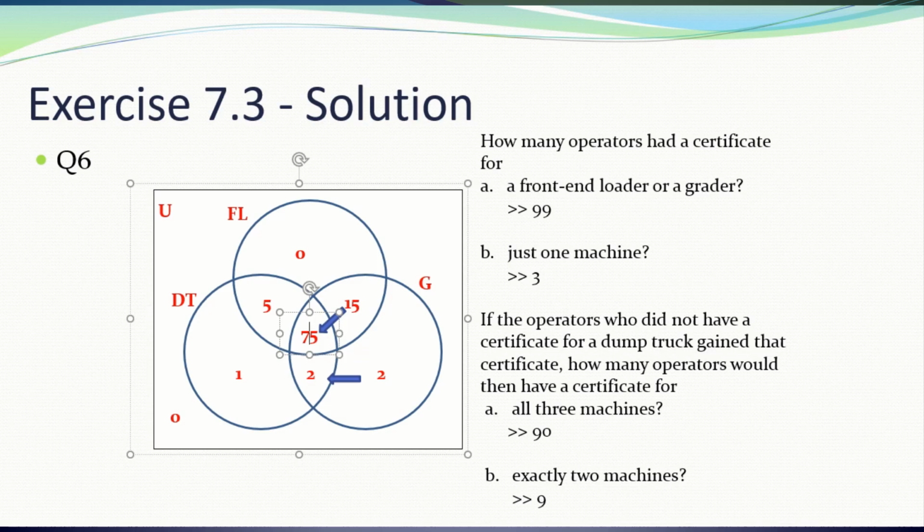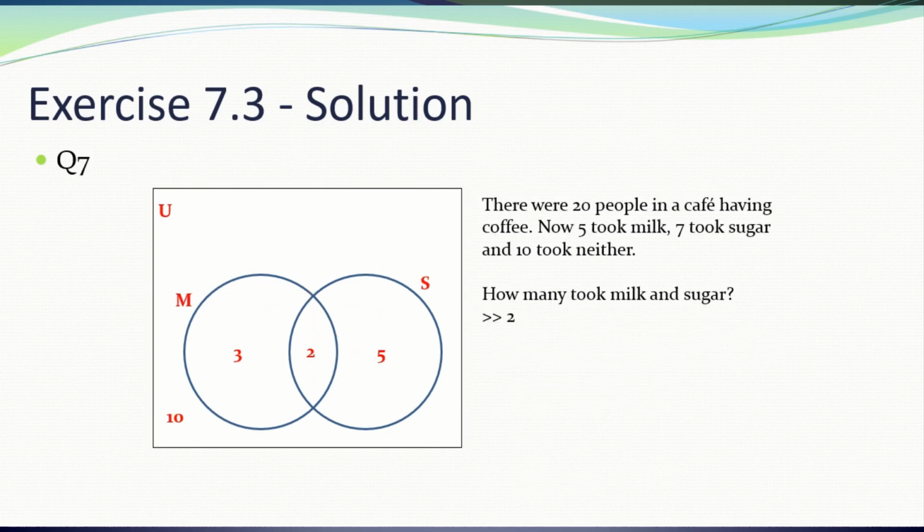All right? Okay. Moving on, there were 20 people in a cafe having coffee. Now 5 took milk, 7 took sugar, 10 took neither. So 10 is outside. Alright. So basically this one is very easy to see the intersection. So usually how I teach students to do is you call the middle X. Because you don't know, they didn't give you the middle, right? What would this be? They told you milk in total is 5. So this should be 5 minus X. Understand?